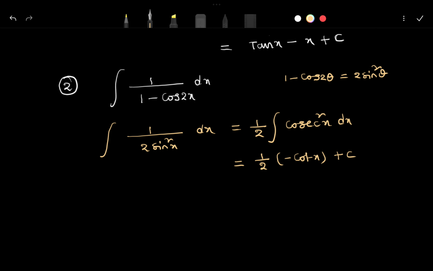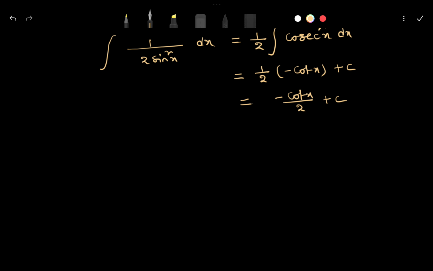C is nothing but the constant of integration. So this value will be equal to minus cot x whole divided by 2 plus c. So this is one of the questions. Now one more question: the integration of dx whole divided by 1 minus sin x.